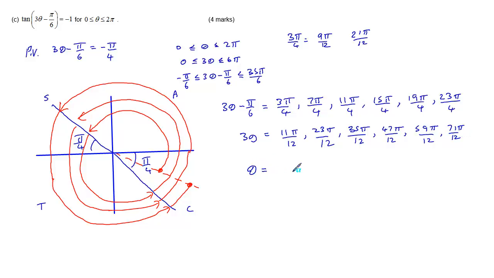And then for the thetas, just divide everything by 3, so that's 11 pi by 36, 23 pi by 36, 35 pi by 36, 47 pi by 36, 59 pi by 36, and finally 71 pi by 36.